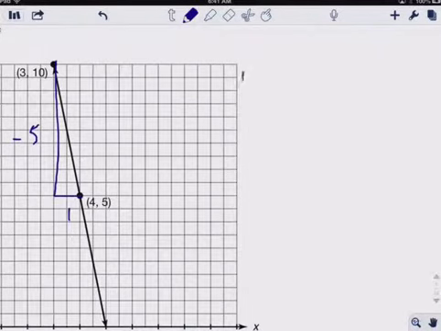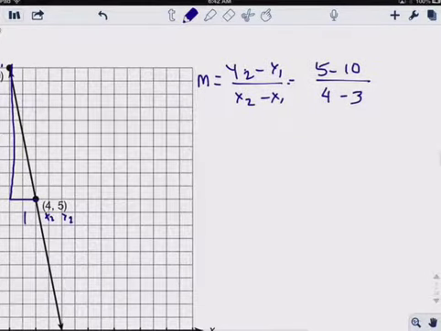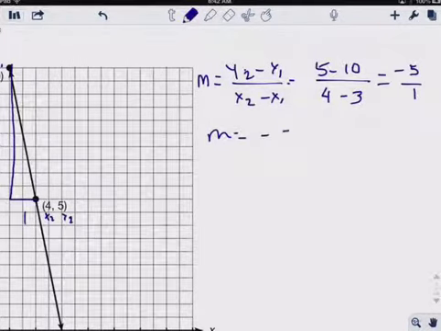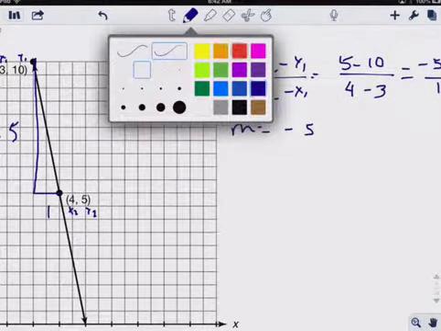Let's prove it using the formula y2 minus y1 over x2 minus x1. This is x1, y1, x2, y2. 5 minus 10 over 4 minus 3, which is -5 over 1. So m is -5. It doesn't matter, both numbers are good, I'm going to use 4 and 5.